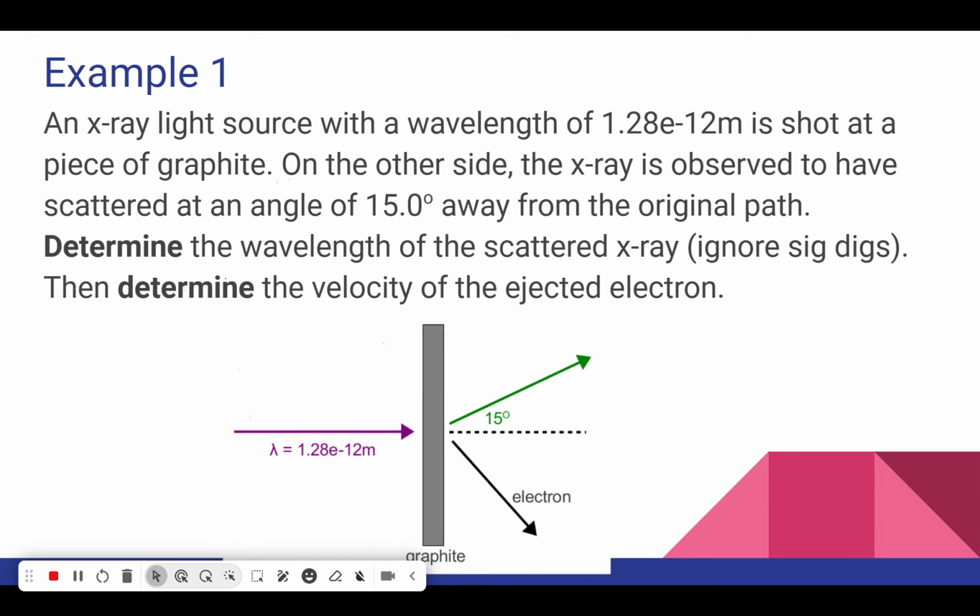So here's a brief little sketch of what it would look like, showing the incident X-ray coming in and the scattered one in green going off at an angle of 15 degrees. And the electron, it's got to be going somewhere down to the right. Please understand in this diagram, I chose not to keep drawing the X-rays as wiggly wavelengths, because to be honest, we're thinking of them more as particles right here anyways. And also, I wanted you to see very definitely what the initial path was of the X-ray aimed straight in at the graphite and the angle of the scattered X-ray.